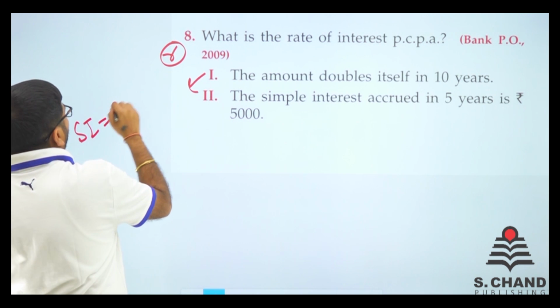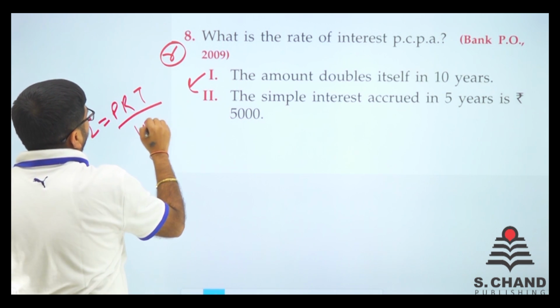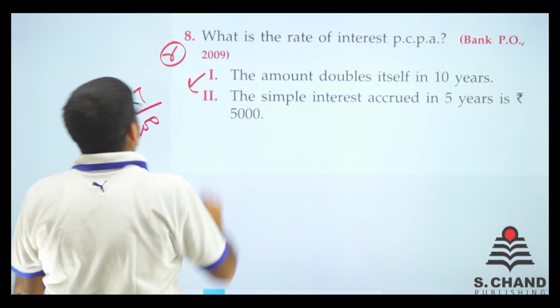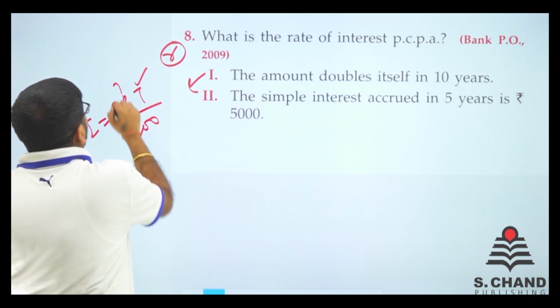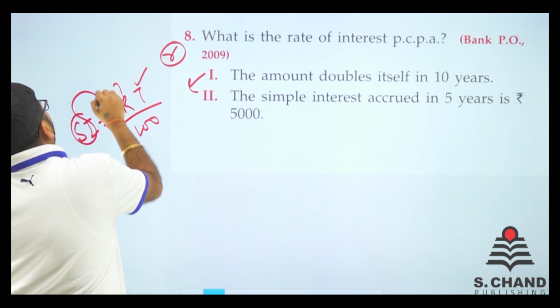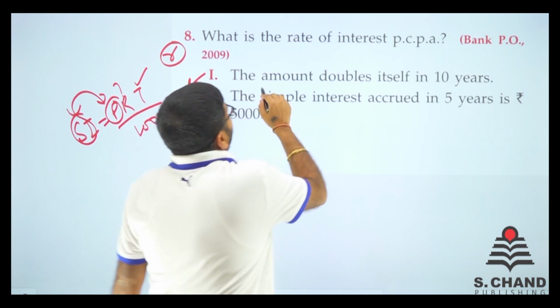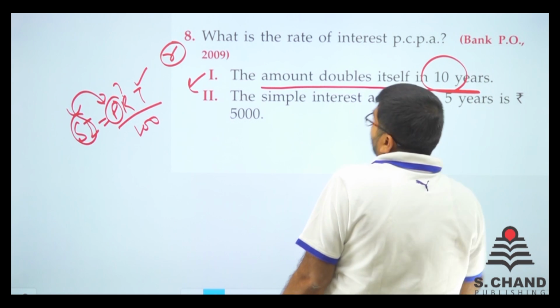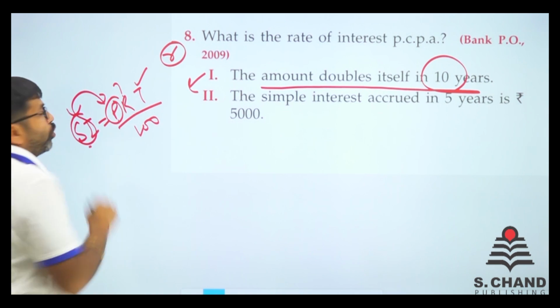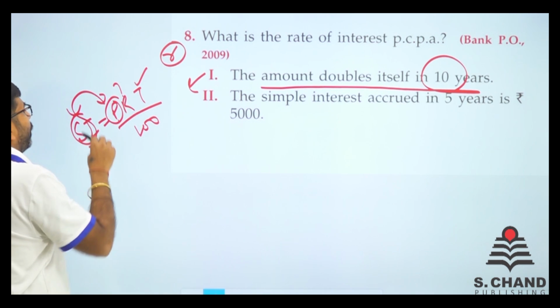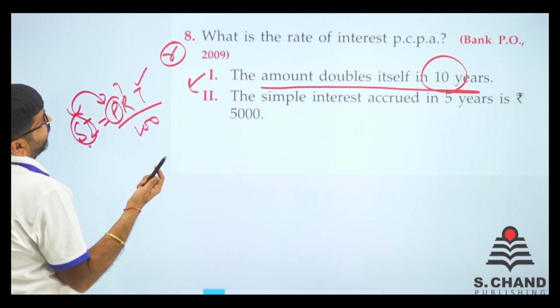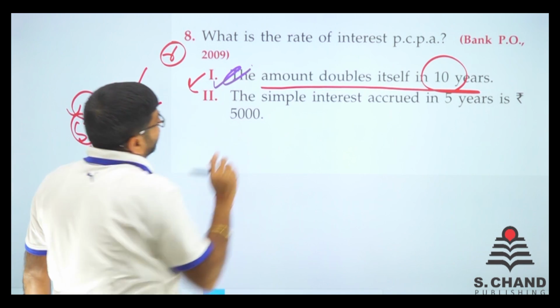So SI is equal to PRT by 100. We have been given the time, 10 years. We need to find the rate, and we need P and SI. One equation is given: the amount doubles itself. Double itself means SI is equal to P. Then only it will be done. So SI is equal to P and P gets cancelled out, so only the rate can be found out. So the first data is sufficient.